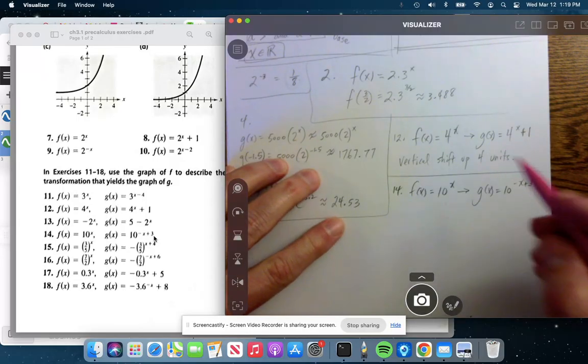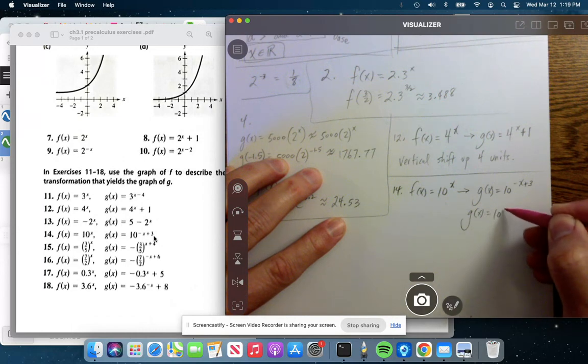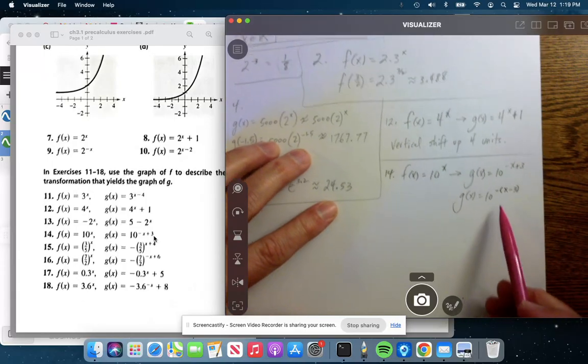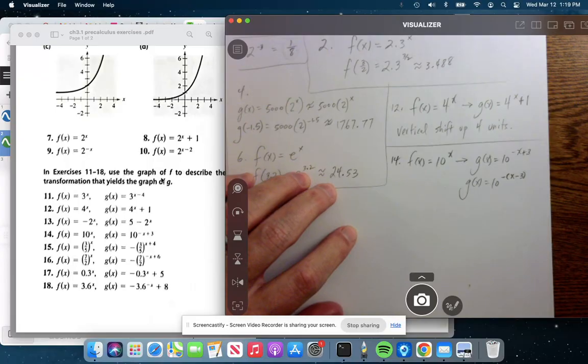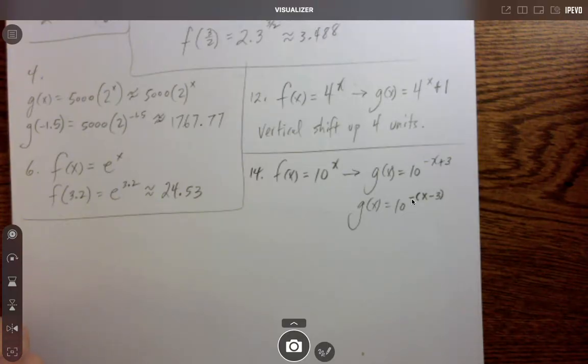So now one way to see this is if I factor a negative out of this, and then that'd be positive x, and that would have to be a minus 3. Now we can look at this minus 3 as a shift to the right, and then that negative as a reflection, right? So that's going to be a reflection over the y-axis.